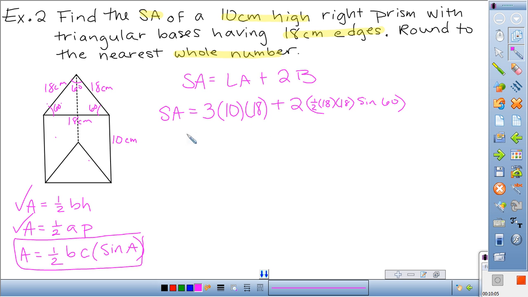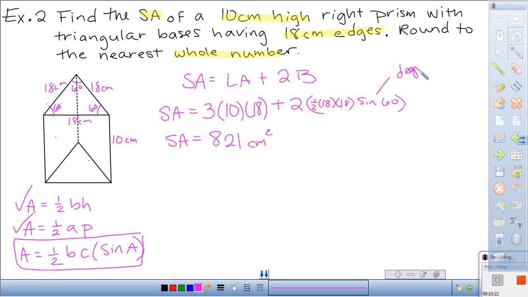And again, you could type all this into your calculator if you wanted, or you can take it step by step. It's up to you. But either way, you end up in the end with an answer of 821 centimeters squared. Just be careful that your calculator is in degree mode, since you are using sine.